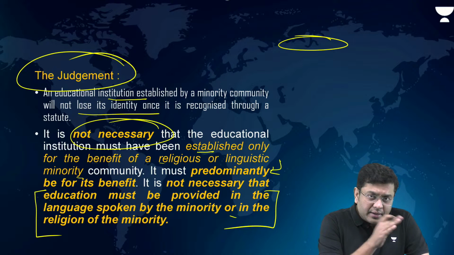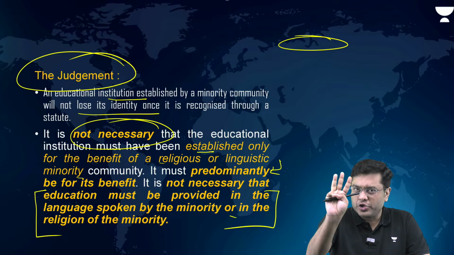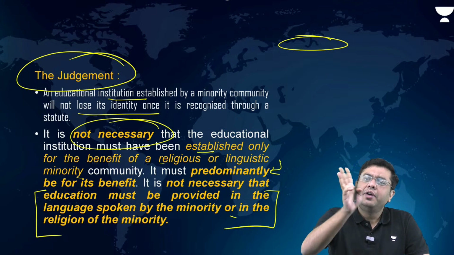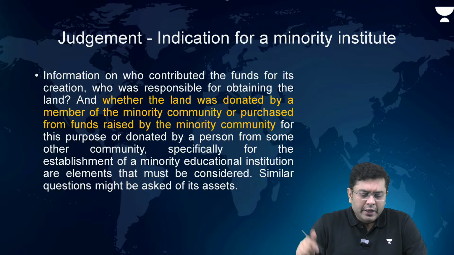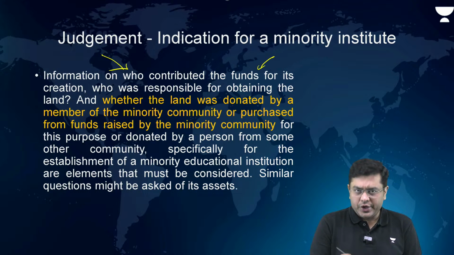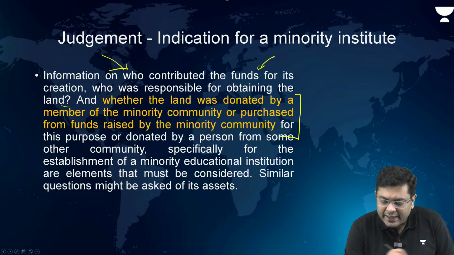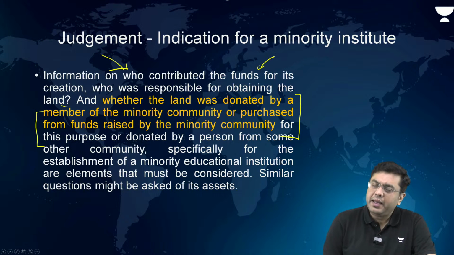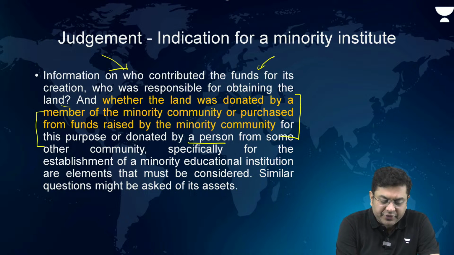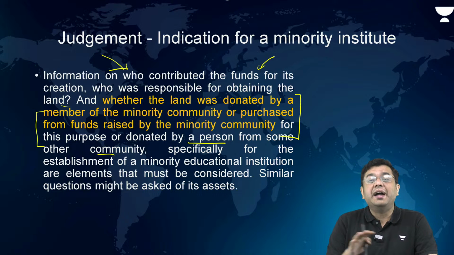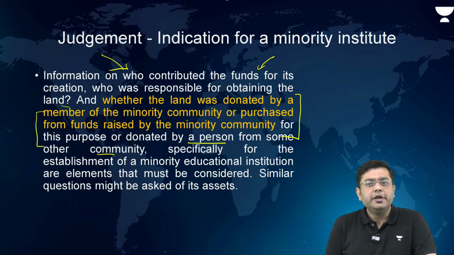But then there are the other indications, as I told you. There are 3 indications overall, right? Who was the brain? What was the purpose? Where did the resources come from? So that is where information on who contributed the funds for its creation, who was responsible for obtaining the land, whether the land was donated by a member of the minority community or purchased from funds raised by the minority community, or donated by a person from some other community, that can also be a criterion to be identified as a minority institution.